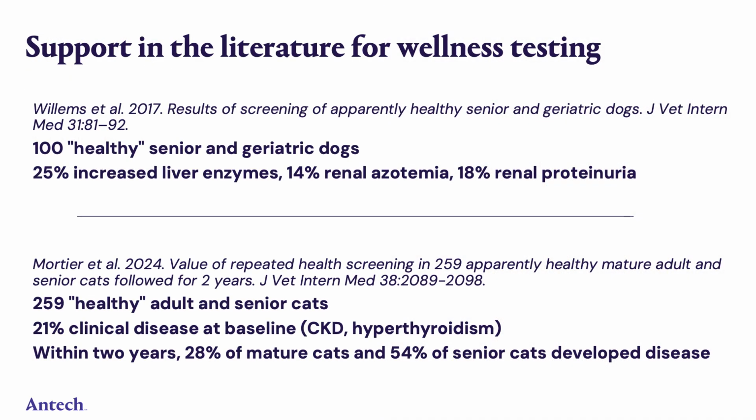In some of the earliest literature around wellness testing during periods of health, there was a study published back in 2017, and they looked at 100 healthy senior and geriatric dogs. By healthy, I mean normal physical exam, owners reporting no problems at home, and not on any medication other than preventatives. In that population of 100 dogs, 25% had increased liver enzymes outside the reference interval, 14% had renal azotemia, and 18% had renal proteinuria.